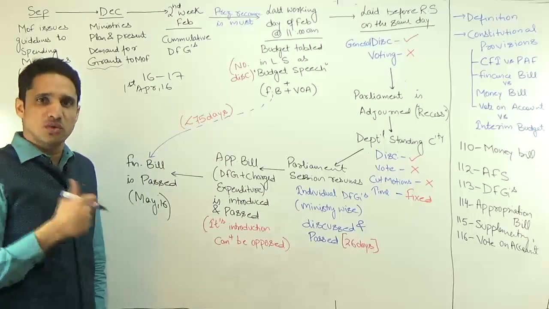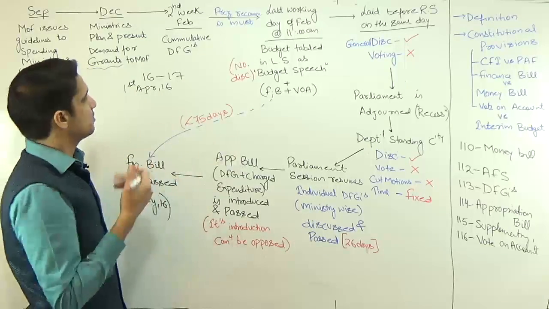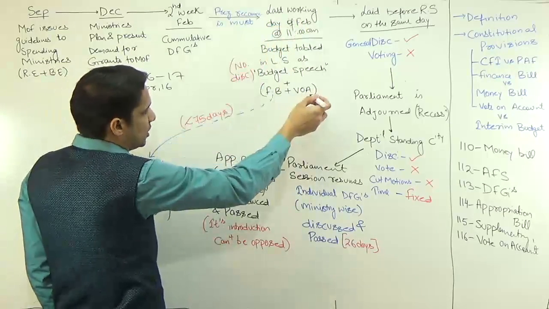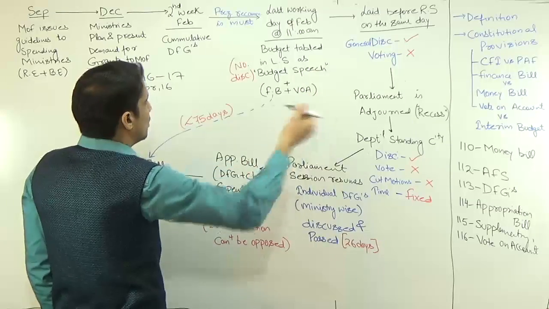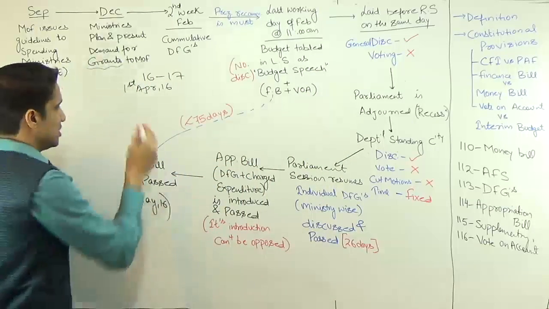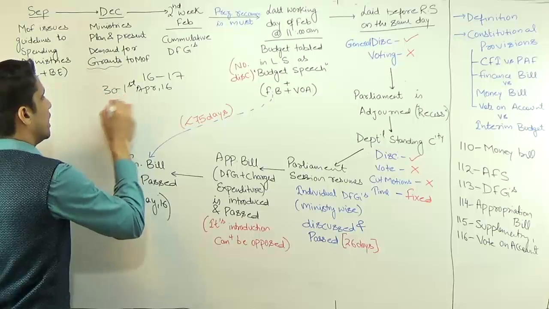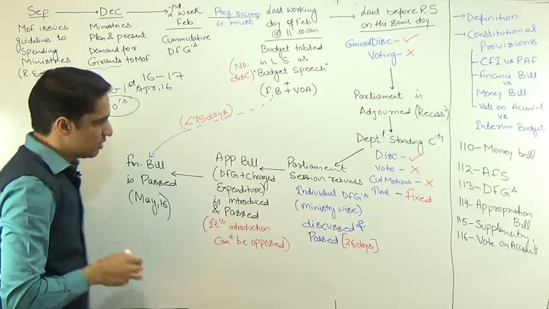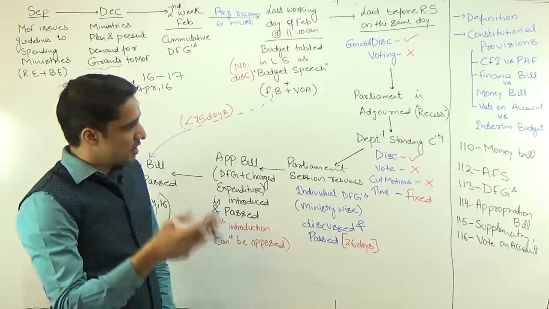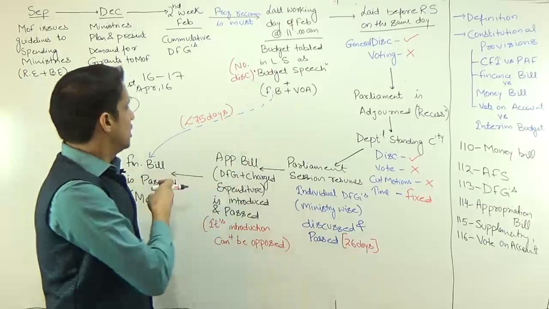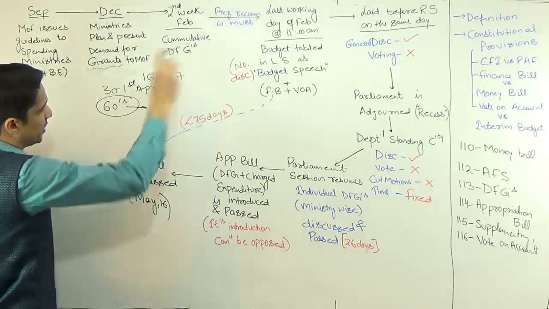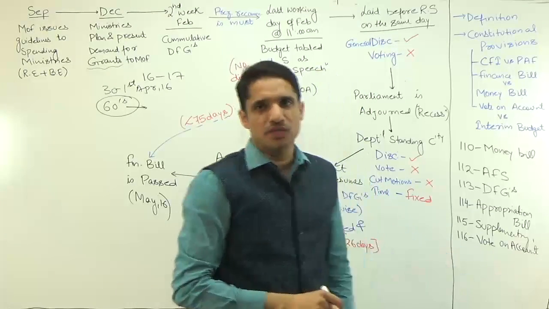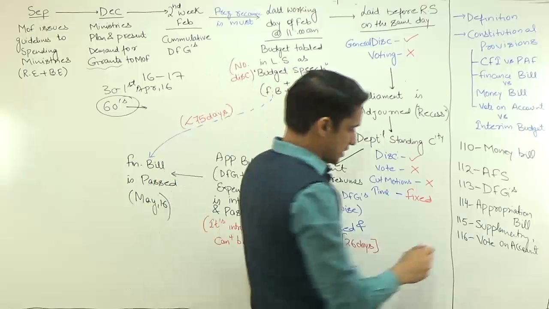What is the solution? The solution is to take an advance permission of the Parliament. So when this budget is tabled in February, you take an advance permission for the next 60 days. 60 days in the sense April 30 days and May 30 days, roughly 60 days of advance permission from the Parliament, that for the next 60 days, till the budget is passed, we want to use this much amount of money. That is known as vote on account, and that is Article 116.